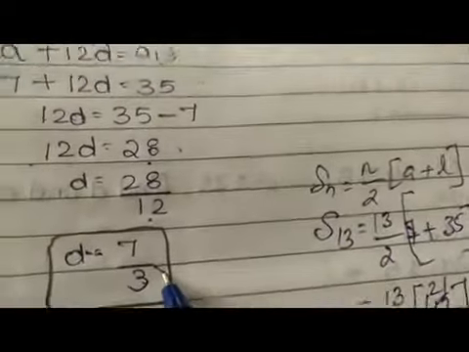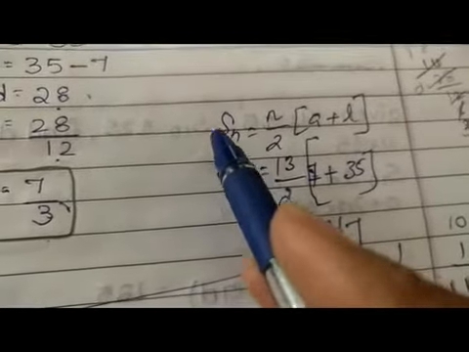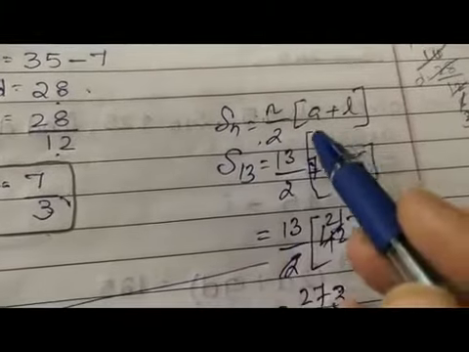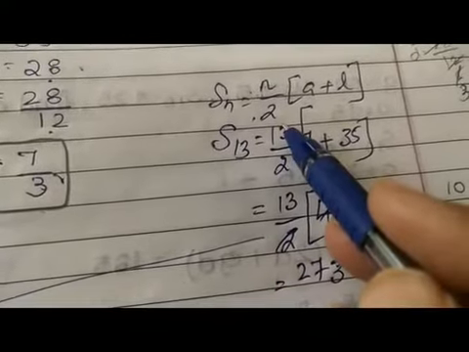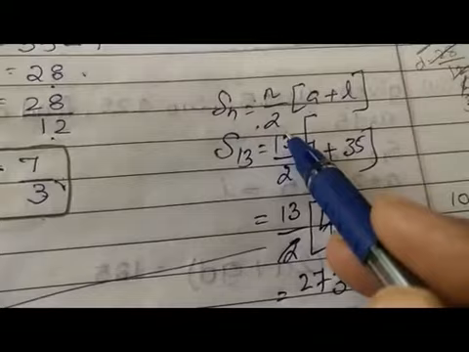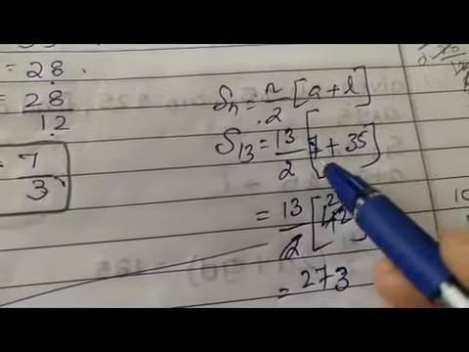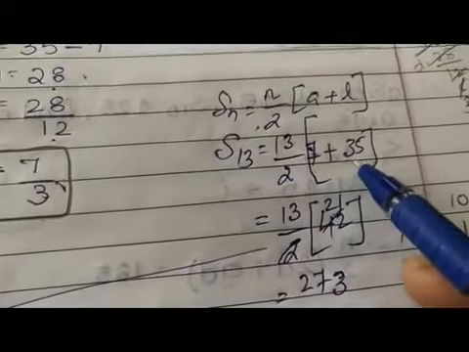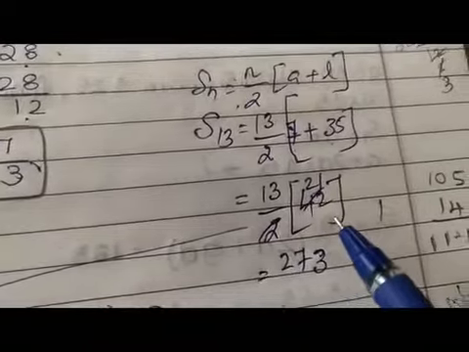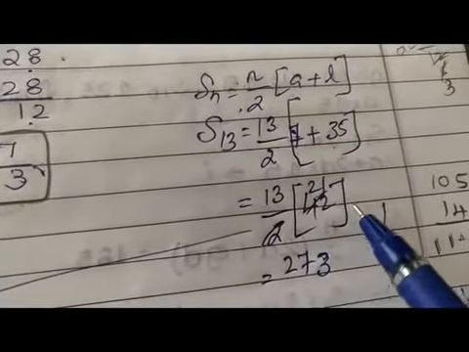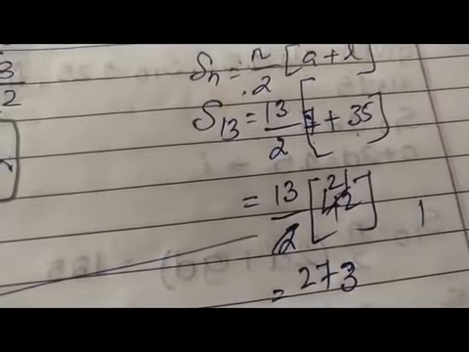Now, we have to find S13. So, S13 we can go directly using the formula Sn is equal to n by 2 into a plus L. S13 is equal to, n is 13, we already know from a13. a13 means an there, n is 13. 13 by 2 into a is 7 plus the last term an is 35. a13 is 35. Therefore, 13 by 2 into 42. 2 1s are 2, 2 21s are 42. Therefore, S13 is equal to 273.